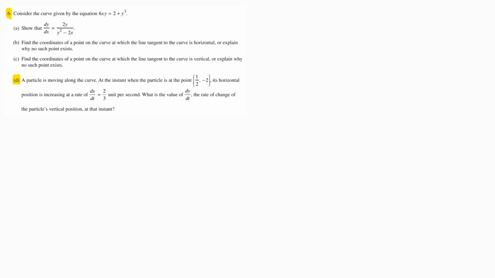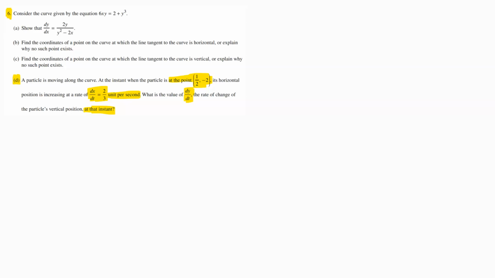Okay, so looking at D right now, we've got a particle moving along the curve. At the instant when the particle is at this point right here, its horizontal position is increasing at a rate of dx/dt units per second, and they want to know what is the value of dy/dt, the rate of change of the particle at that same instant, so at that same point in time. What you can see here, you see these dt's on the bottom now all of a sudden, and what you've got to be saying to yourself is, I need to go find a dy/dt.